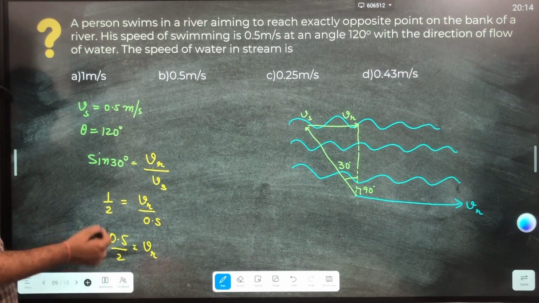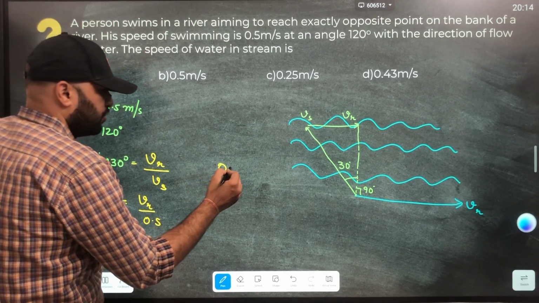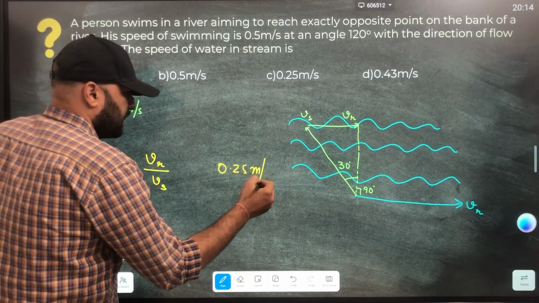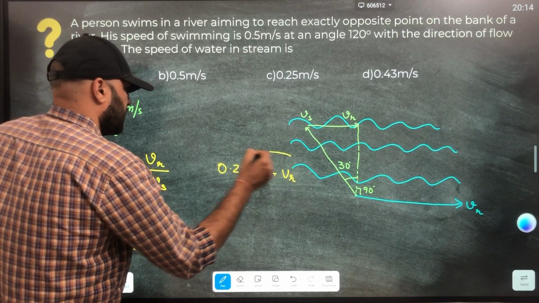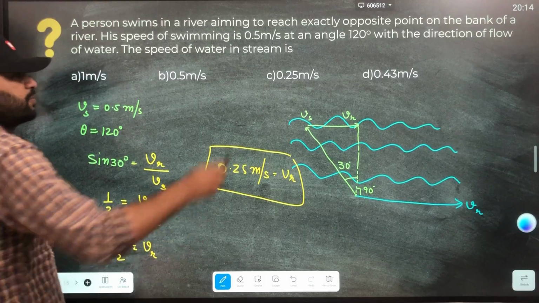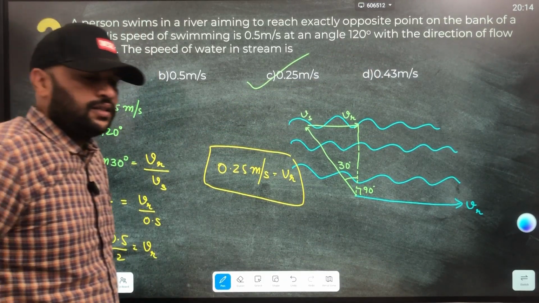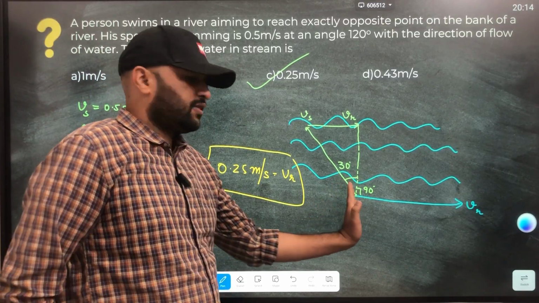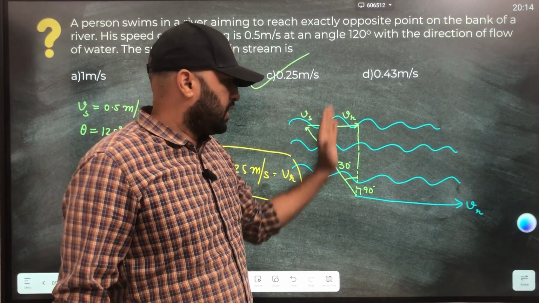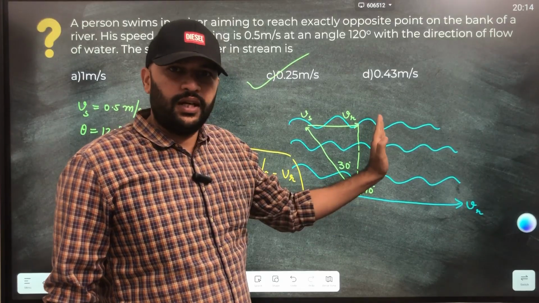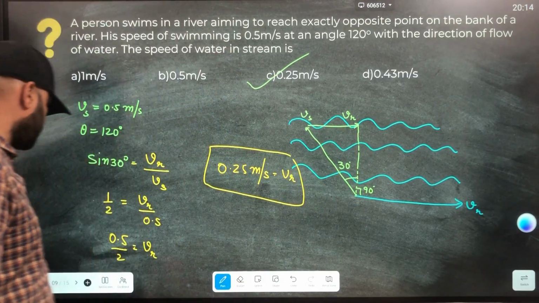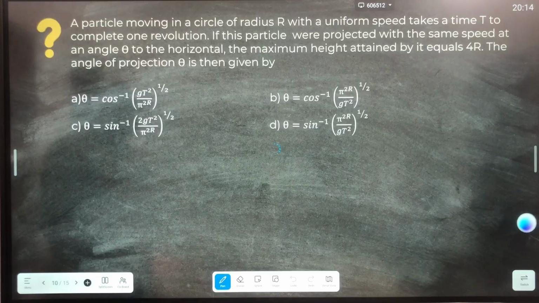Correct. So this will be how much? It will be 0.25 meter per second. That's our velocity of river. I hope this is clear. Is there any option? Yeah, option C is correct. Okay, clear it is. So this is velocity of swimmer, velocity of river, and velocity of swimmer with respect to river, right? So this is our shortest path. Let's see the next question.